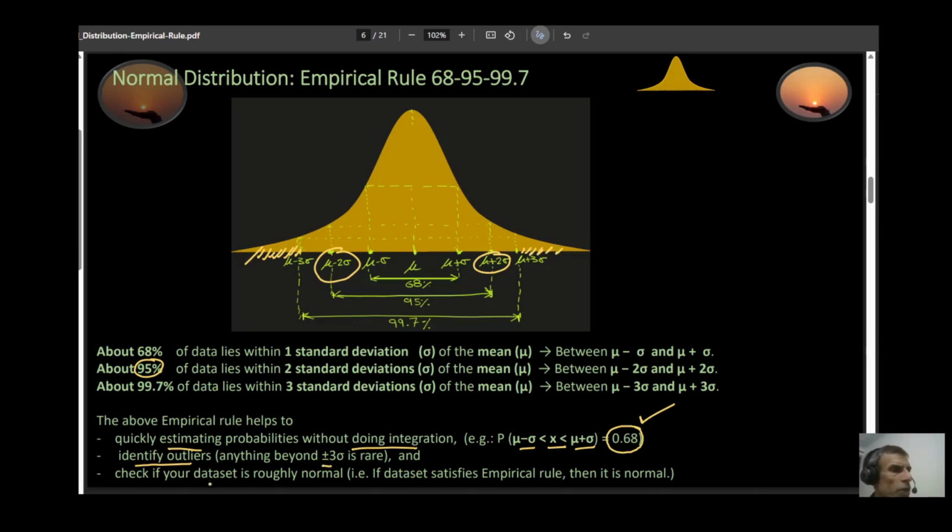Another one is also to check if your data set is roughly normal. So if your data set is satisfying your empirical rule, which is this right here, if 68% of your data is lying between one standard deviation, and 95% is lying between two standard deviations, and 99.7% is lying within three standard deviations, then you can safely conclude that your data is normally distributed.